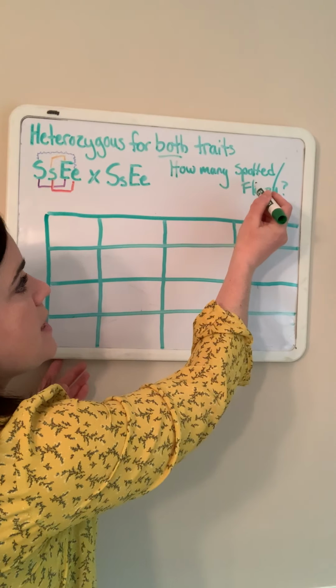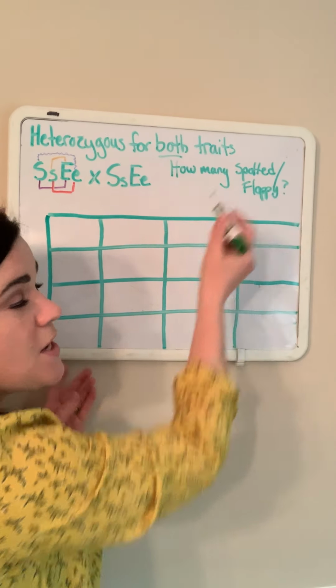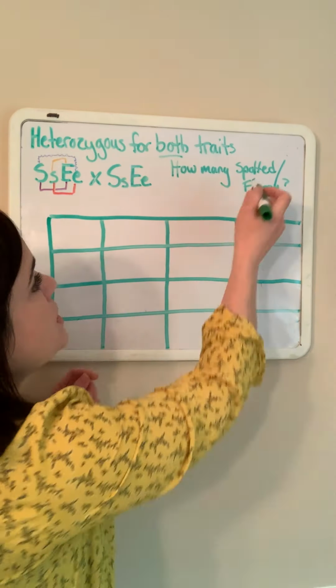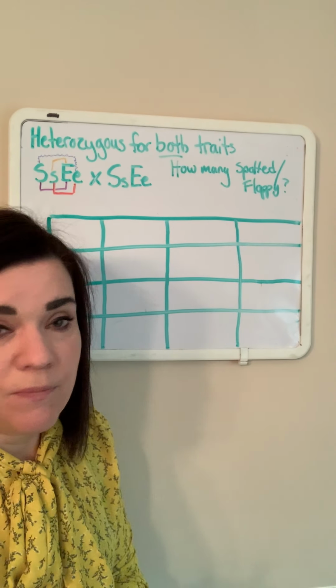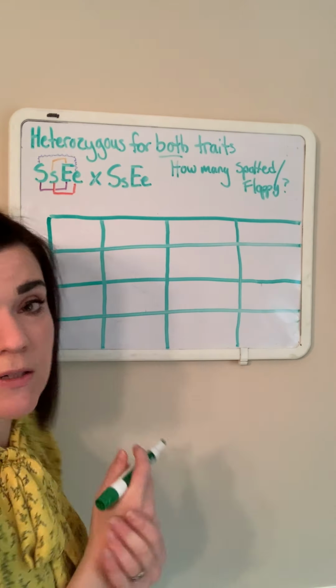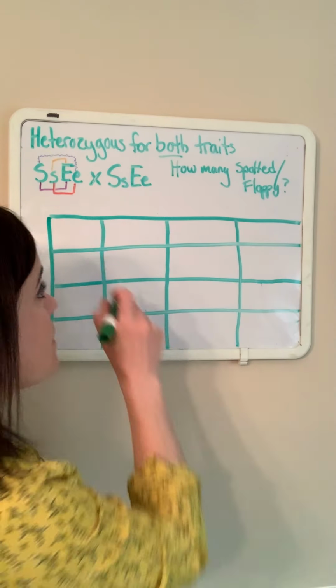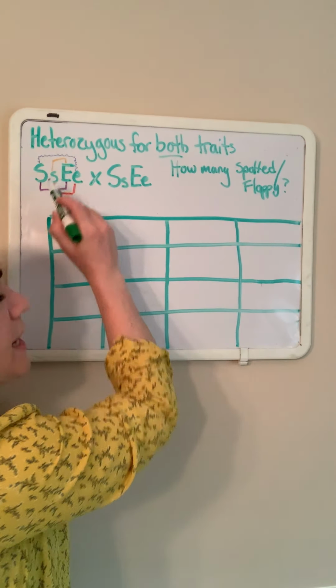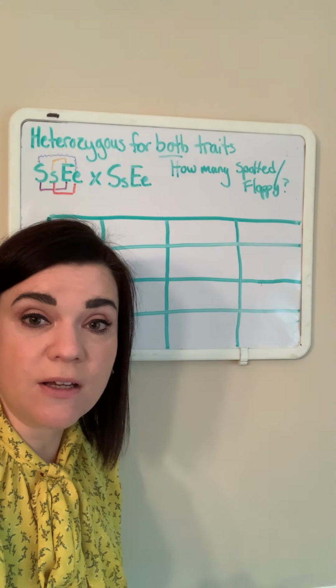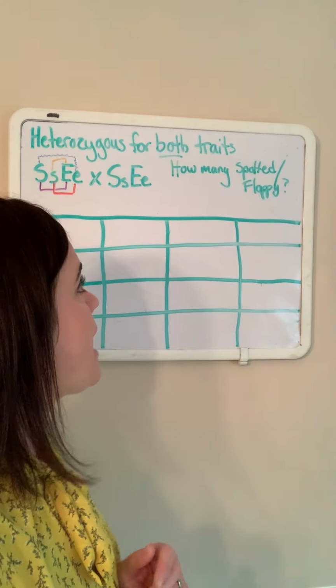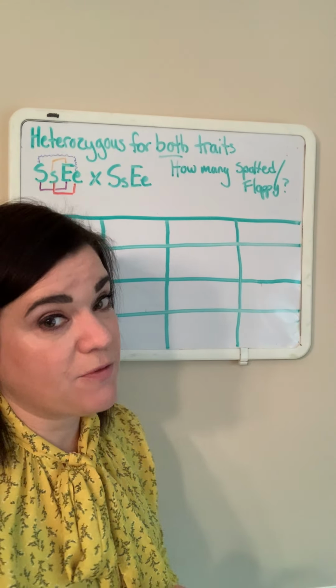It says, how many of their babies, of the offspring, are going to be spotted and floppy, okay? So neither one of the parents is spotted and floppy, but they have, because they're heterozygous, they do have that recessive allele. So it is possible for them to have babies that are spotted and floppy.